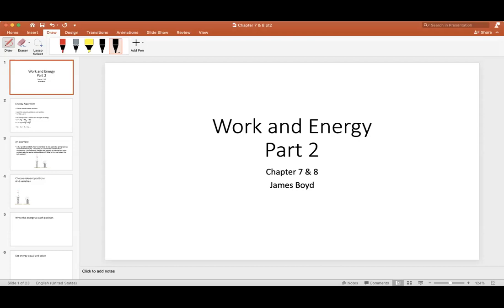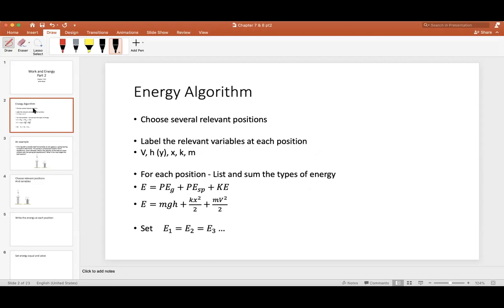Okay, so let's start off by reviewing our algorithm. If we have a problem, so let's say we have a free fall problem, we have a particle that we're going to drop some distance, or we have a particle that's moving to the right and it goes up to the top of a hill. And we want to know how fast it's going once it gets up there, or friction region or whatever.